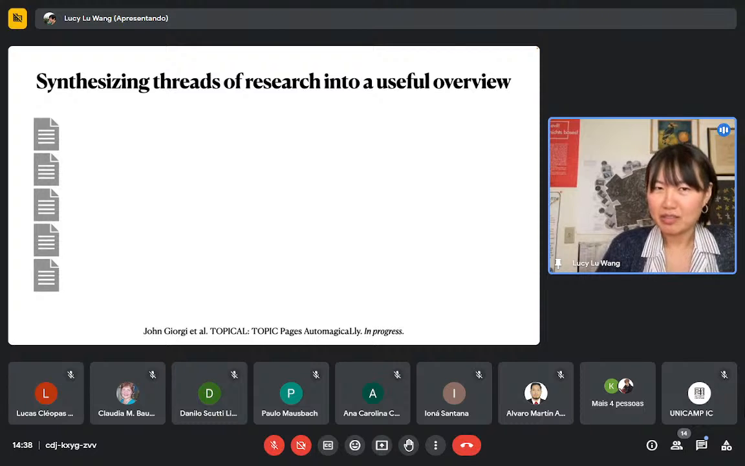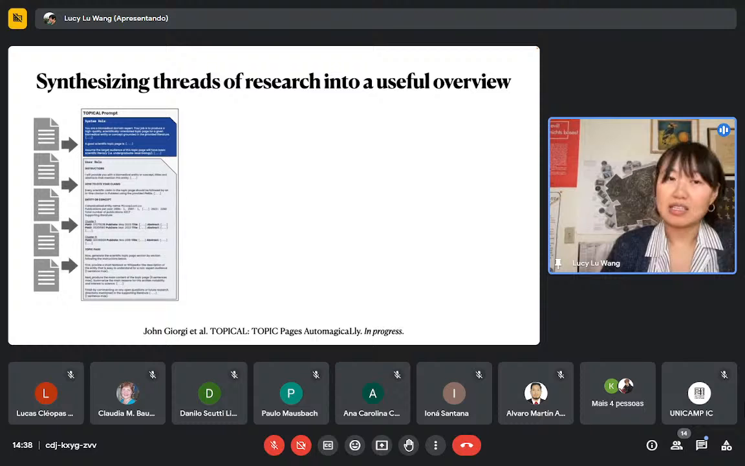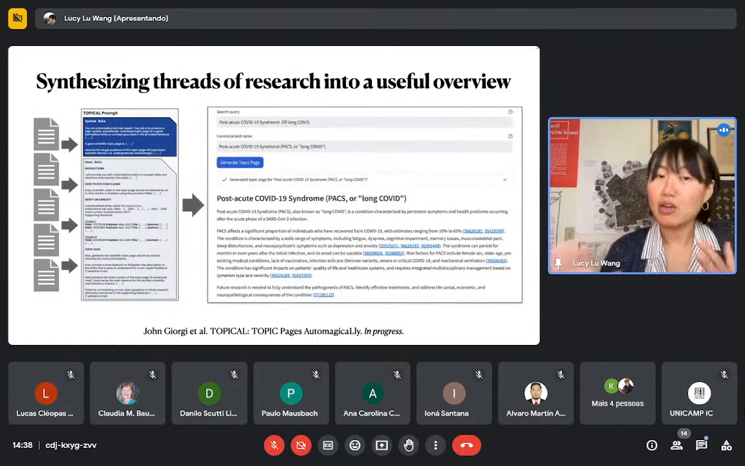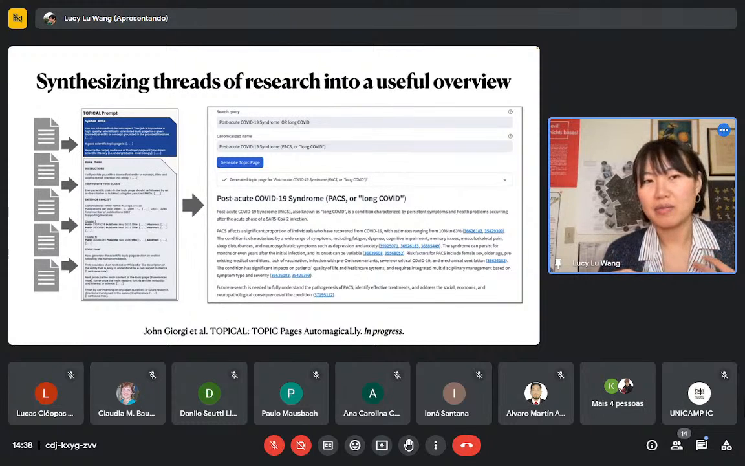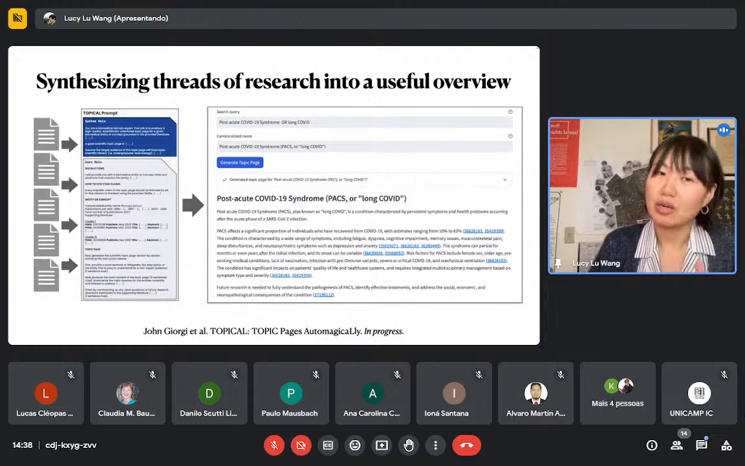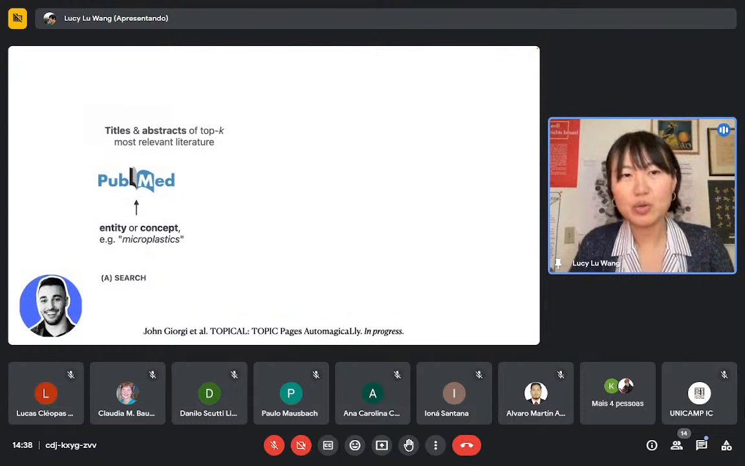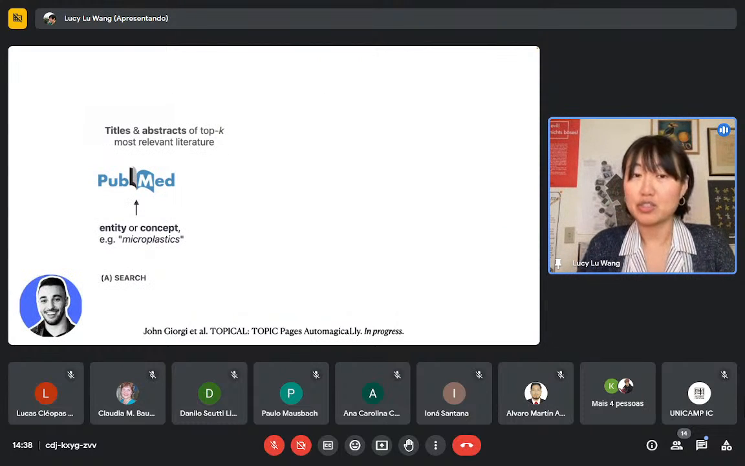More recently, instead of synthesizing results, I've been investigating whether we can synthesize threads of research into a useful overview document. The goal of these overviews would be to serve as an introduction into a new or emerging scientific topic, as well as highlighting major themes of ongoing research for a known topic. This work was led by my intern, John Georgi, at AI2.